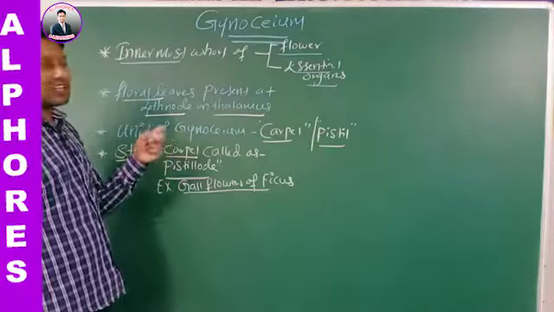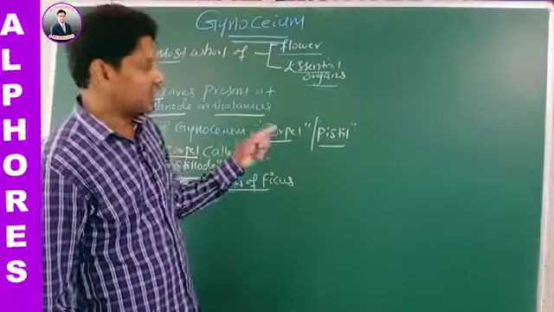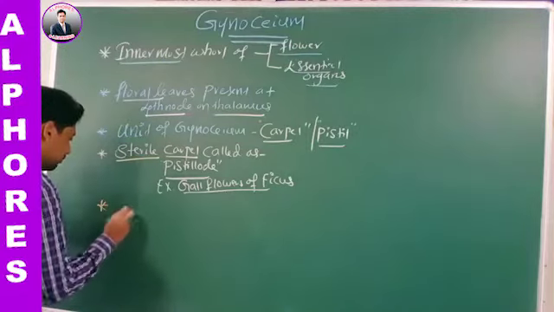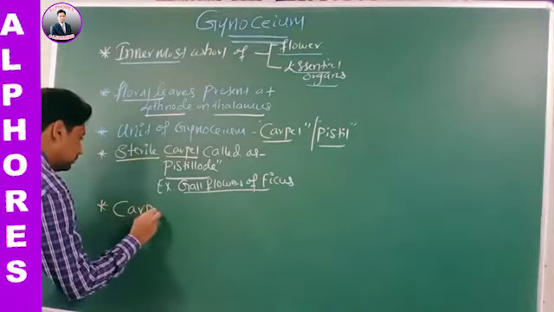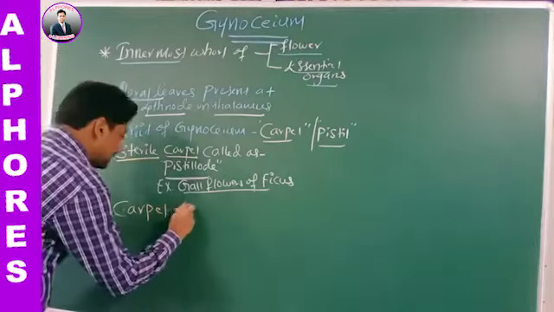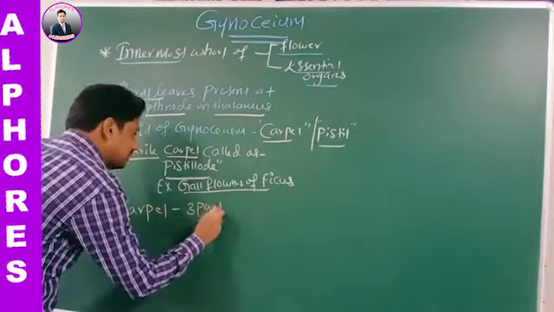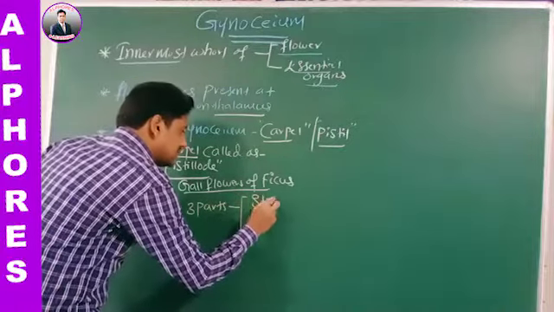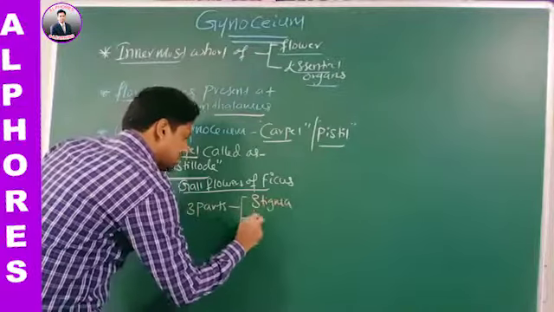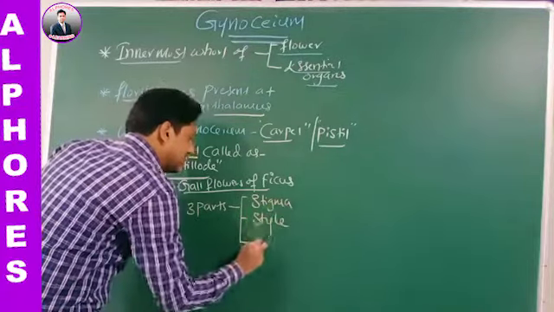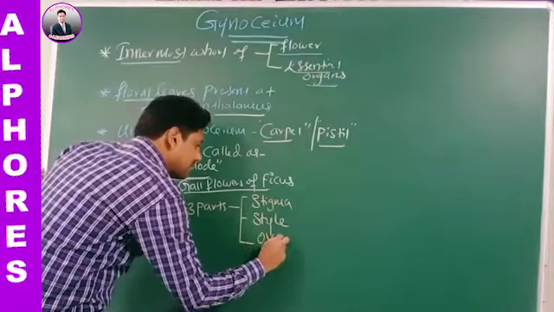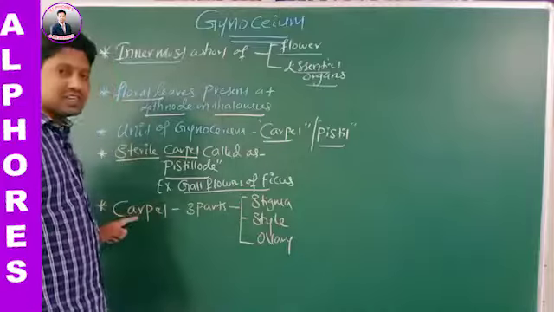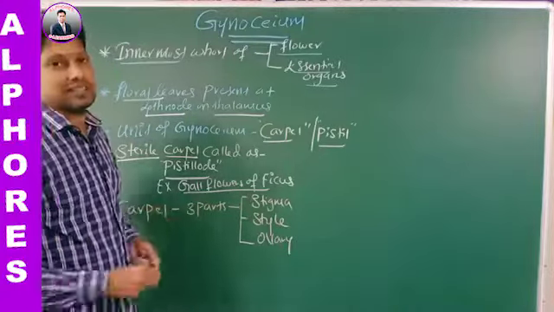Okay. Sir, each carpel contains 3 parts. A carpel is with how many parts, sir? 3 parts. What are the 3 parts of a carpel? First one is stigma. Second one is style. Third one is ovary. Stigma, style, ovary. These are 3 parts of a carpel.